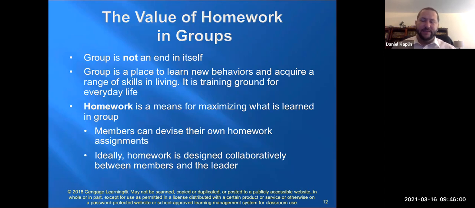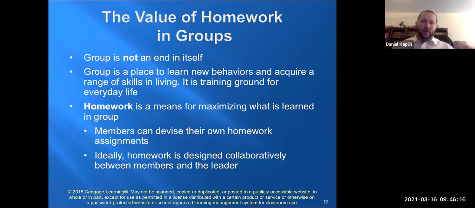It's actually a place, it's a laboratory. That's the best way to say it. It's a laboratory where you can try things out. You can learn new behaviors, you can learn new sets of skills. It's a training ground, whatever you want to say. But the work should happen in between groups.